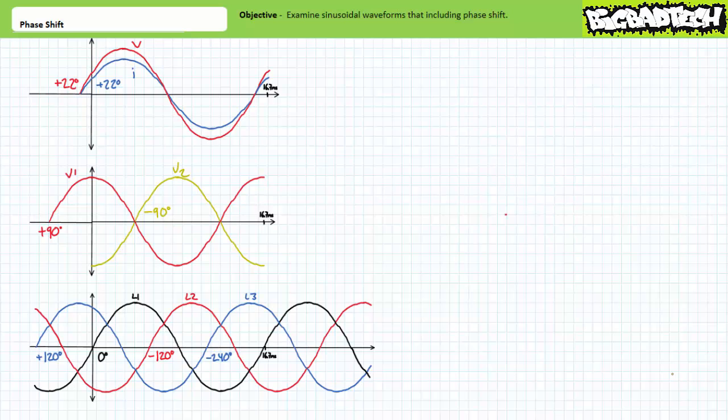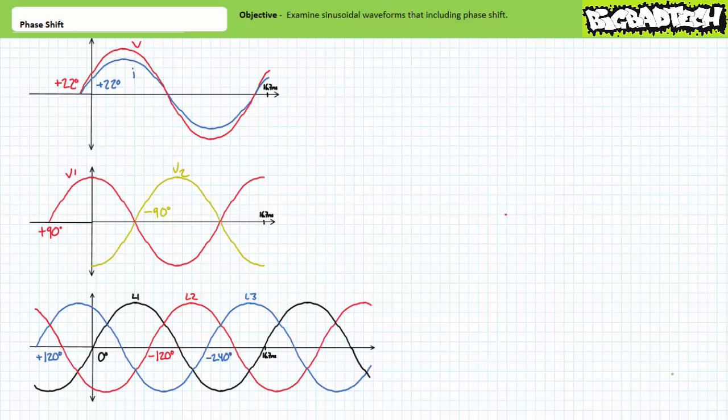For the first example problem on the top, the voltage waveform in red has a phase shift of positive 22 degrees, and the current waveform in blue also has a phase shift of positive 22 degrees. What's the relative phase shift between them? The answer is that there is no relative phase shift, since they've both got a phase shift of positive 22 degrees. Voltage and current simultaneously peak and valley because they are in phase with one another. This is characteristic of purely resistive elements.